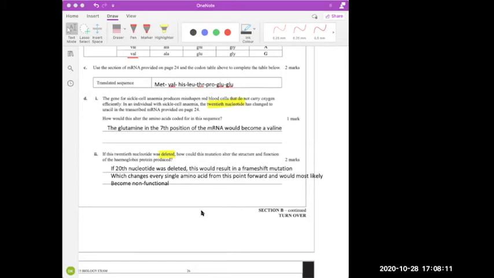Yes, it will most likely become a non-functional protein. If you want to address the structure, the function would be that it's non-functional now, and for the structure you would say the shape is irreversibly changed.